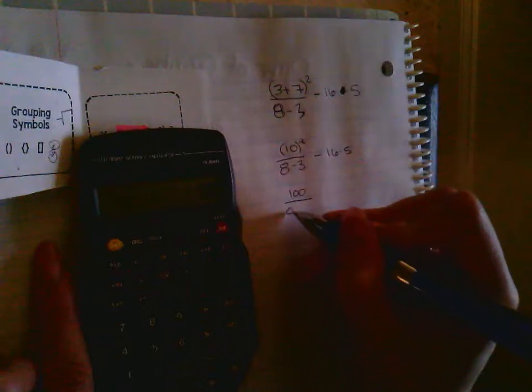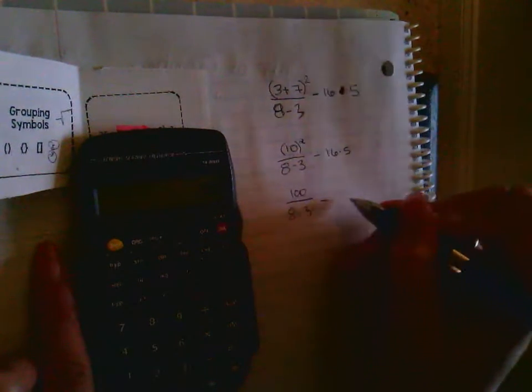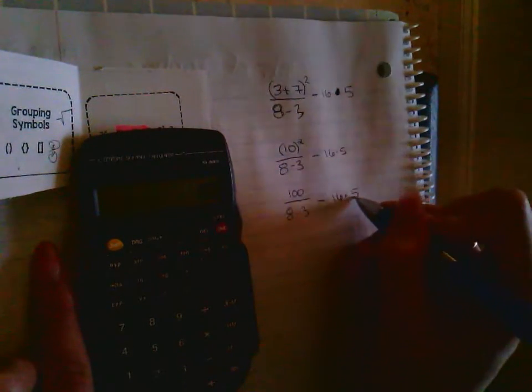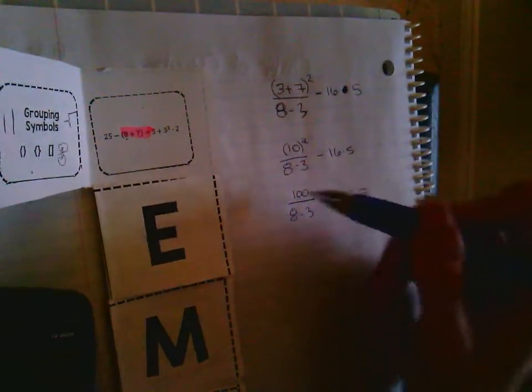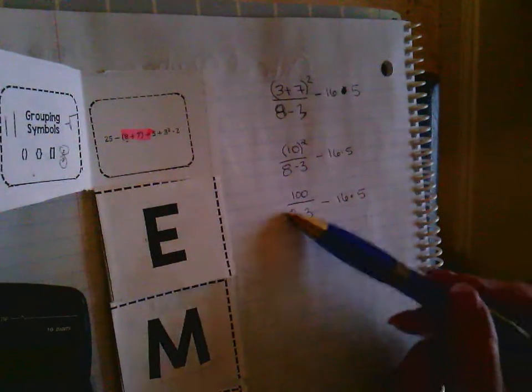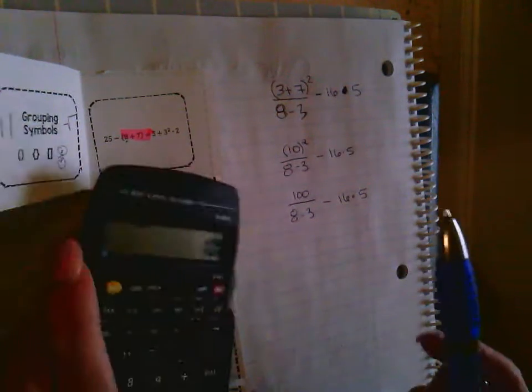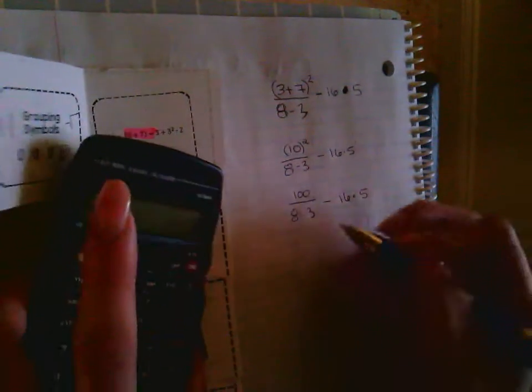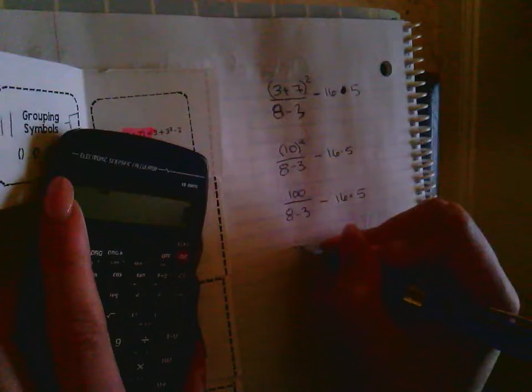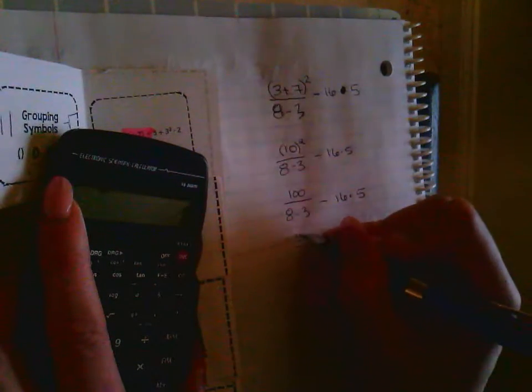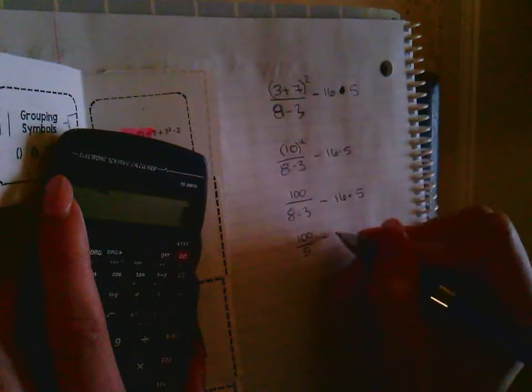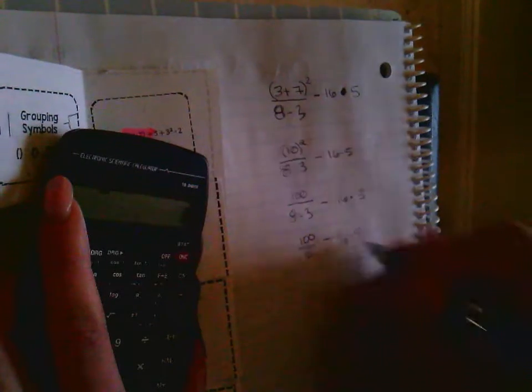I have 8 minus 3 on the bottom, and I have minus 16 times 5 over here. So when I do my next piece, I've now done everything I can on the top, it's 100, I can't do anything else. So now I'm going to move to the next grouping, which is down here, 8 minus 3. If you're not sure what that is, type that into your calculator, and your bottom will be 5. So we have 100 divided by 5 minus 16 times 5.